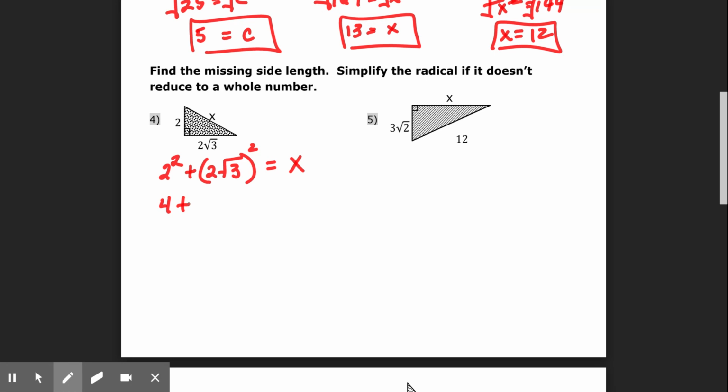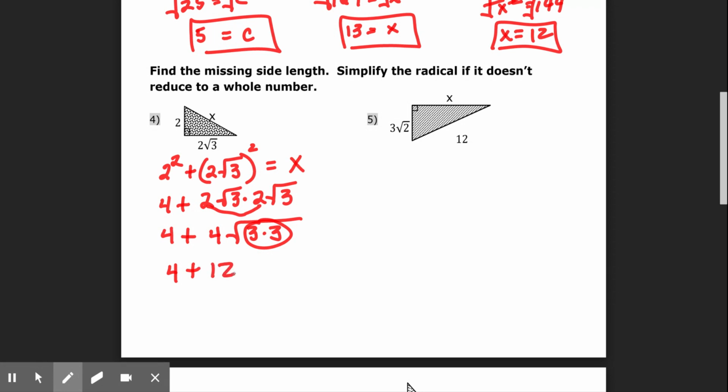Remember what we did, 2 square roots of 3 squared, that's 2 square roots of 3 times another 2 square roots of 3. So this will be 4 plus 2 times 2. Remember we pull those out, 2 times 2, and that's 4 square roots of 3 times 3. So that's a pair, and we circle it. So we're going to have 4 plus, we bring out a 3 and multiply by 4, so that'll be 12. So 4 plus 12 is 16.